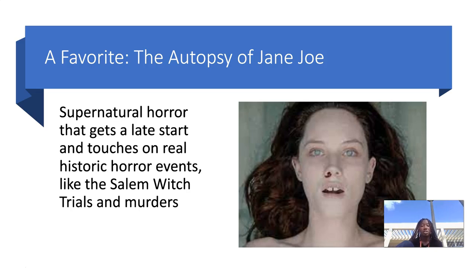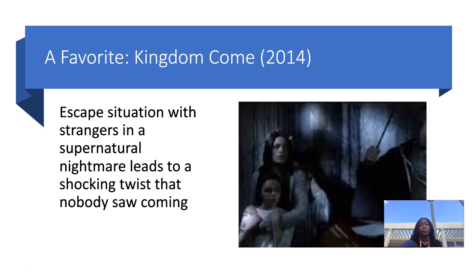A personal favorite of mine is The Autopsy of Jane Doe. It's supernatural horror, and it gets a late start because most of the movie is spent introducing the main characters and them trying to understand why this girl's autopsy is not going as it should, and why every single time they're trying to autopsy her, strange occurrences keep happening. It gets a little bit historic. It goes into things like the Salem witch trials and the murders of that time and how witches protect themselves. So it does give a bit of a historic background. And a lot of horror movie directors actually like to base their horror movies off of things that actually happened, and then they add their own supernatural twist to it.